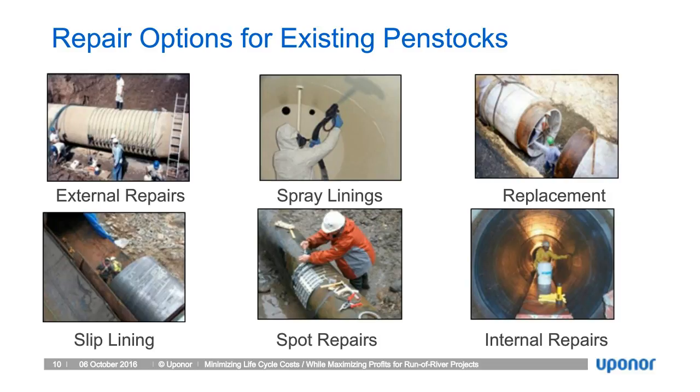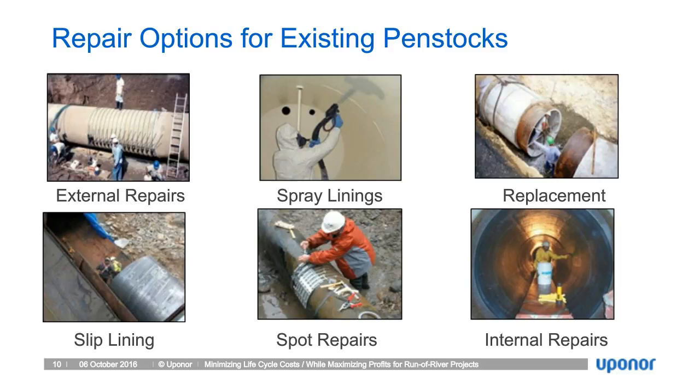Spot repairs, just quickly, would be a coupling clamped onto a pipe. Again, it's a band-aid to possibly a much bigger issue. Internal repairs typically use carbon or glass fiber or FRP to do spot repair, surgical repair, inside large penstocks. The pro is that it's a good interim solution, but it is very costly.